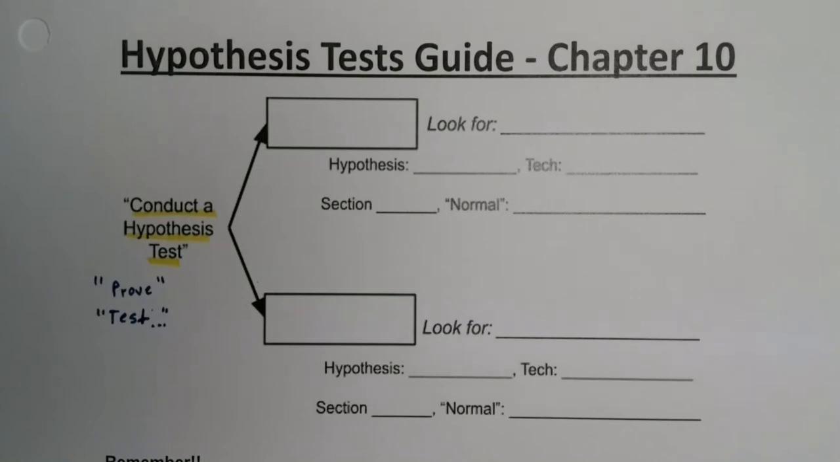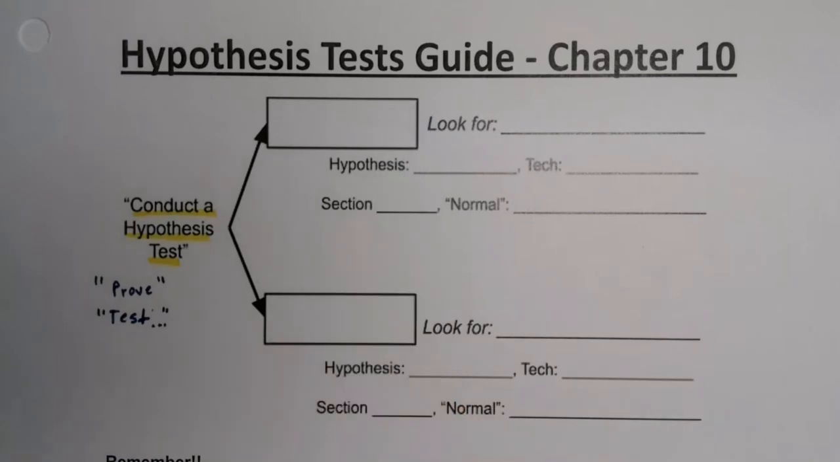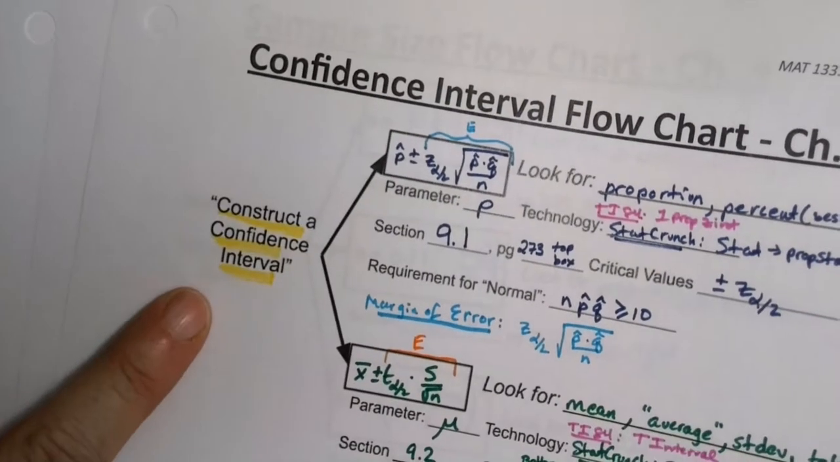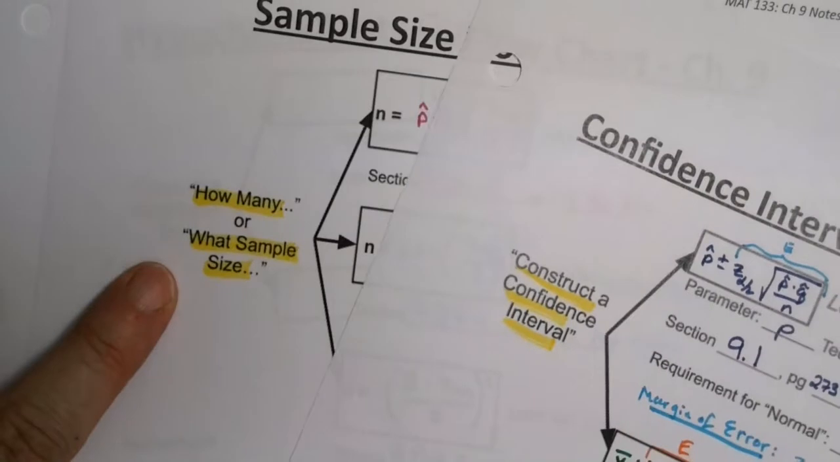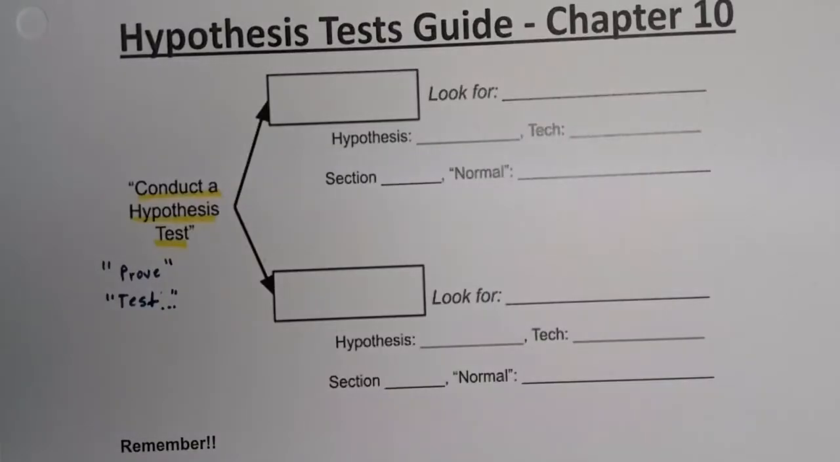So the first thing to look at is the question words. For a hypothesis test, it becomes a little bit obvious what you're supposed to do because it'll have words like conduct a hypothesis test or prove this or test this result, that kind of thing, or test this claim. If they ask you to test a claim, then that would be a hypothesis test, as opposed to construct a confidence interval, which is confidence interval stuff, or how many, what sample size. That would be a sample size question. All right, so it'll say hypothesis test or test somewhere in the problem. Now, if it does that, then which one do you choose?